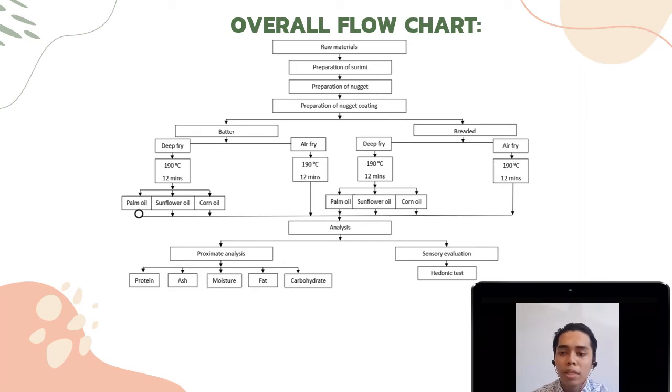For the task divider, each coating takes 2% and each method takes 1%. For example, Alya and Nuha make the batter coating. Alya uses the deep fry method, meanwhile Nuha uses the air fry method. It is the same for me and Natasha, who do the breaded.